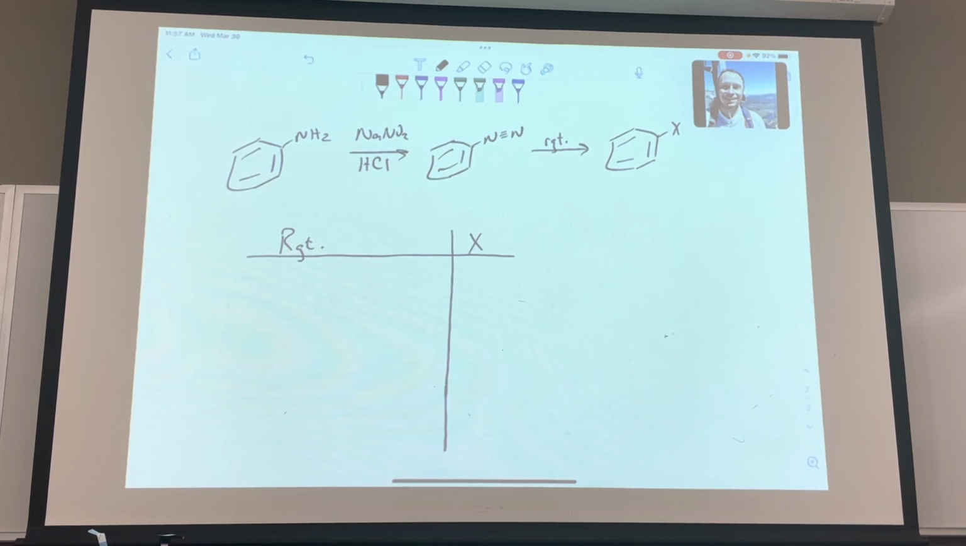So we can add a list of halogens. So, the copper bromide salt and hydrobromic acid would add Br to the ring. You can do the same thing with chlorine. Allow you to chlorinate the ring.